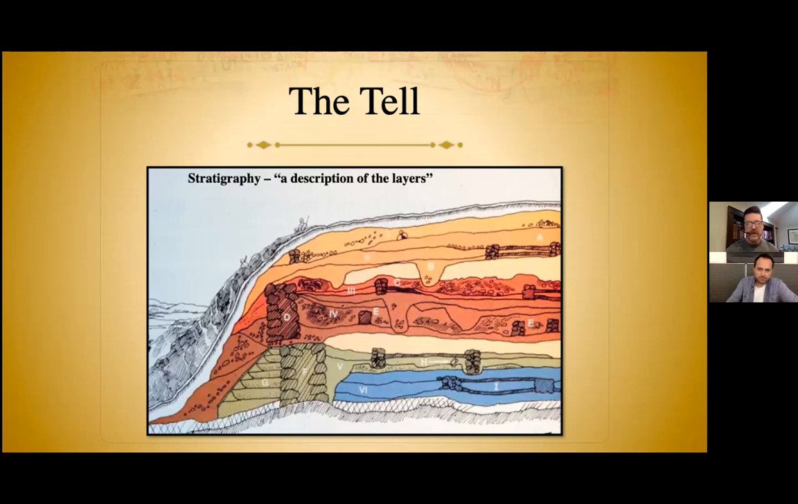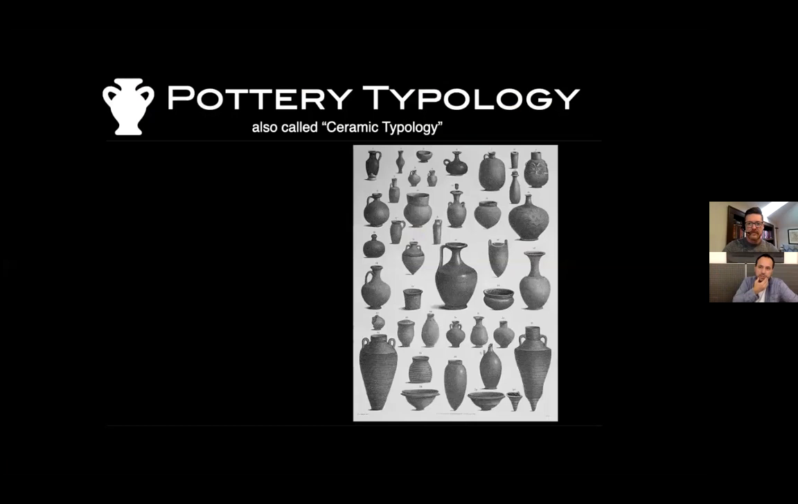And what Petrie began to utilize was the use of pottery for dating the different layers. What was the name again of the Petrie? Petrie, he was the father of biblical archaeology, the use of pottery for dating the different layers.